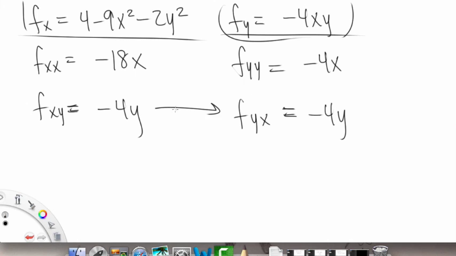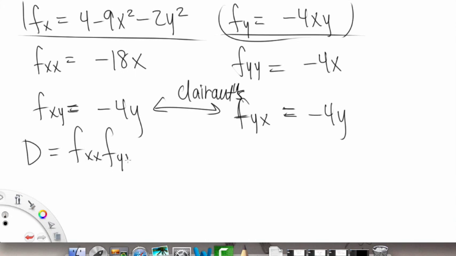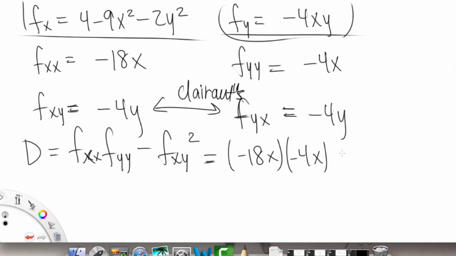See how these two are equal? That's a reminder of Clairaut's theorem, the equality of mixed partials. These are both mixed partials. So those are equal, and according to our discriminant formula, we're just going to plug all of these expressions in. What we end up getting is f_xx, which is negative 18x, times f_yy, which is negative 4x, minus negative 4y squared.